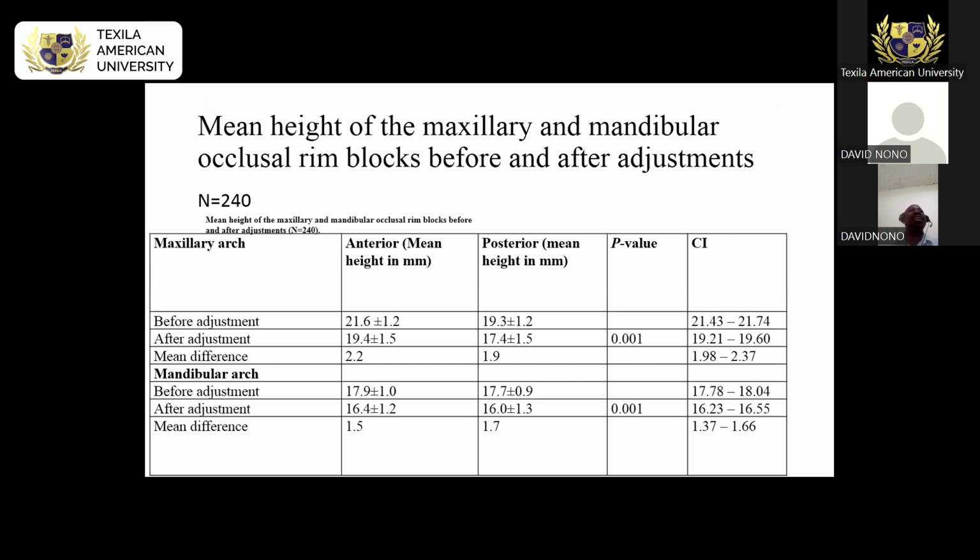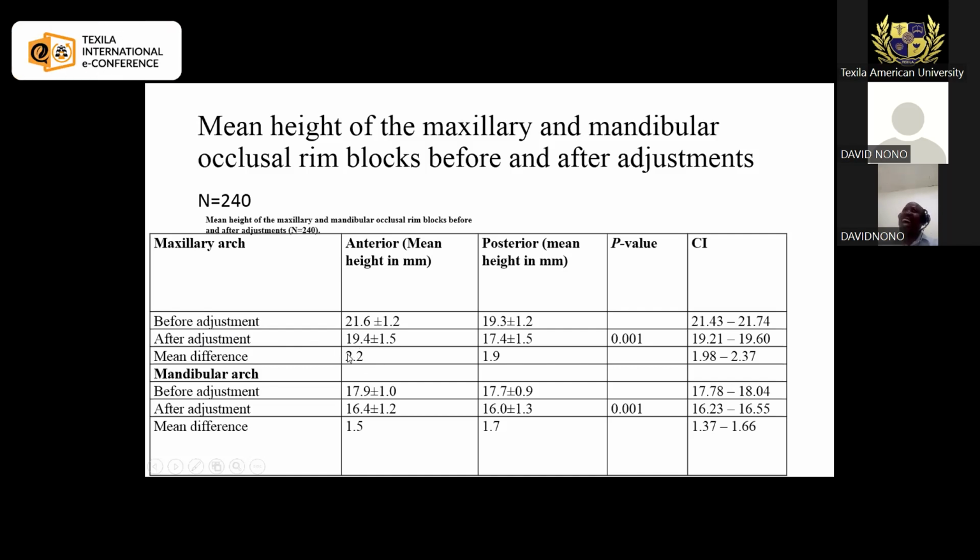Now, the international standard height for the 240 rims, they are saying make sure when you're making this rim in the laboratory, make it 22. So ours, you can see before is 21.6, meaning it's very close. And then after is 19.4, meaning there was a difference of 2.2.